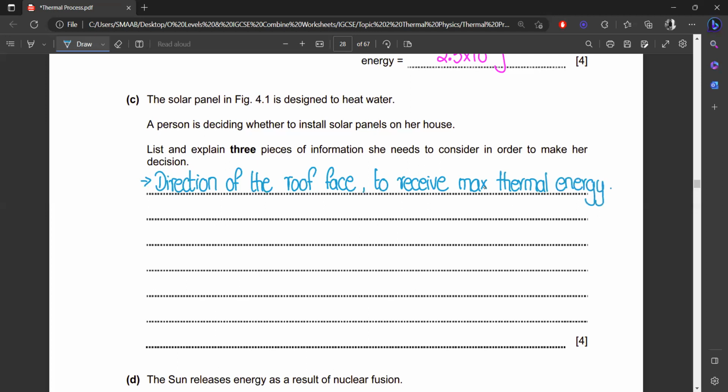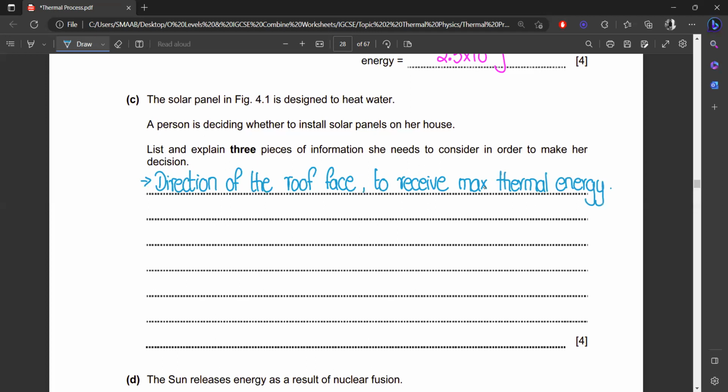So basically, they are asking about three pieces of information, and the question is of 4 marks. It means you have to explain in detail only one piece of information. For the others, you need to write the basic idea.